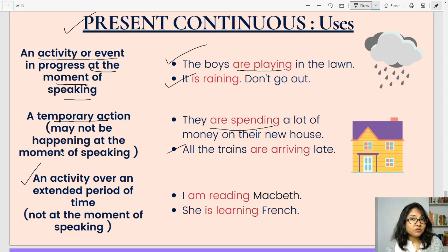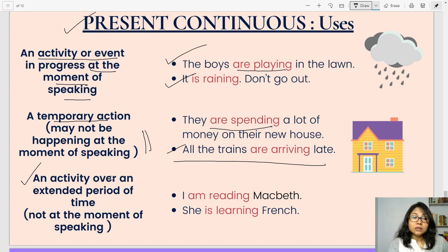Remember, not at the moment of speaking. The previous one may not be at the moment of speaking. That is, if I want to go back and explain the last example once more, all the trains are arriving late. Right now, one train arrived late, and previously also some trains arrived late. So, all the trains are arriving late from morning to day, maybe. But this one means an extended period of time, not at the moment of speaking.